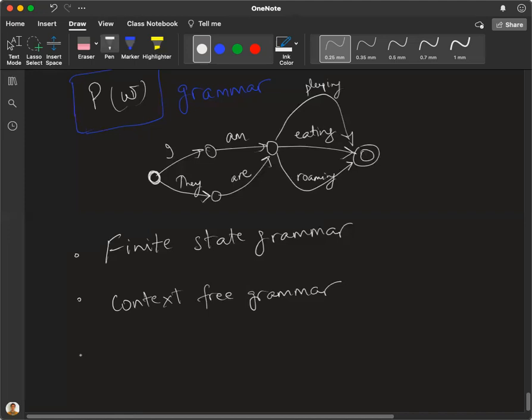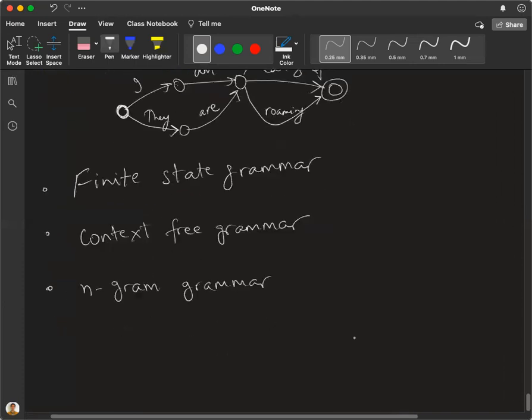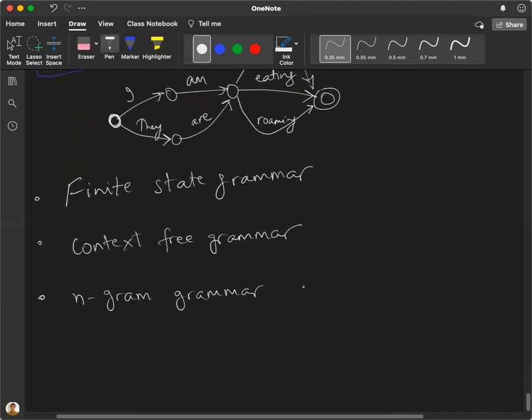Another kind of grammar which is very popular, the most popular in the speech recognition literature, is called n-gram based grammar. So in n-gram grammar, you try to model a sentence as sequences of n different words. Let us say a big sentence.